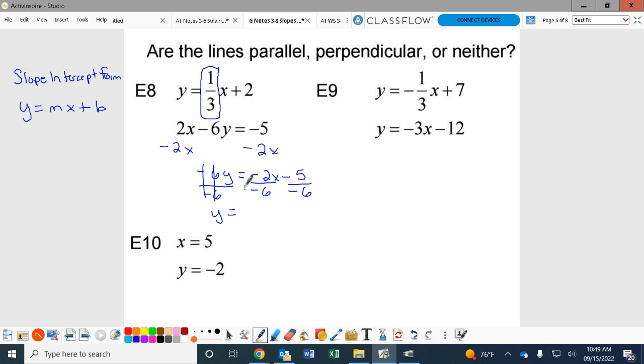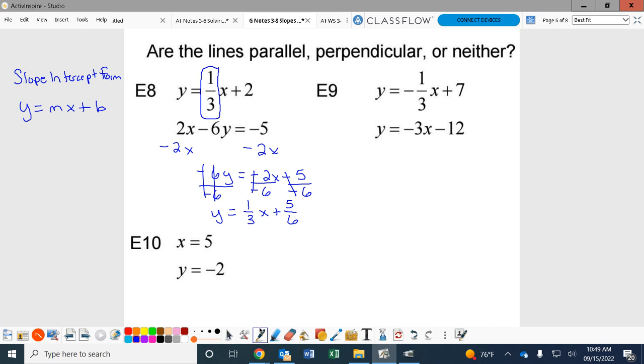The negatives cancel out. Guys, what's 2 over 6 reduced to? Type it in your calculator: 2, fraction, 6, equals. Should be 1/3 x. And then the negatives cancel out here, so it's going to be plus. 5 over 6 doesn't reduce. It's literally just 5 over 6.